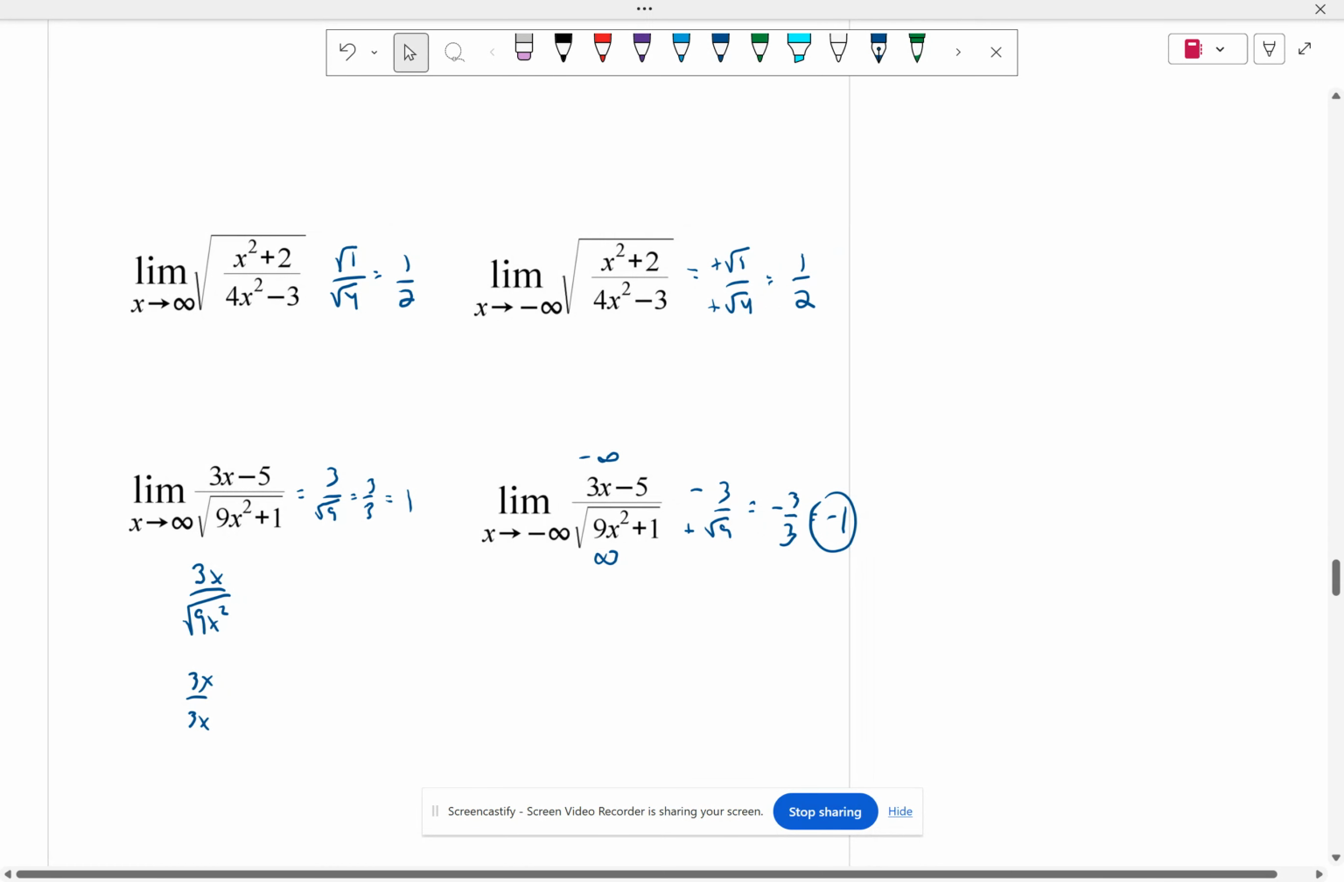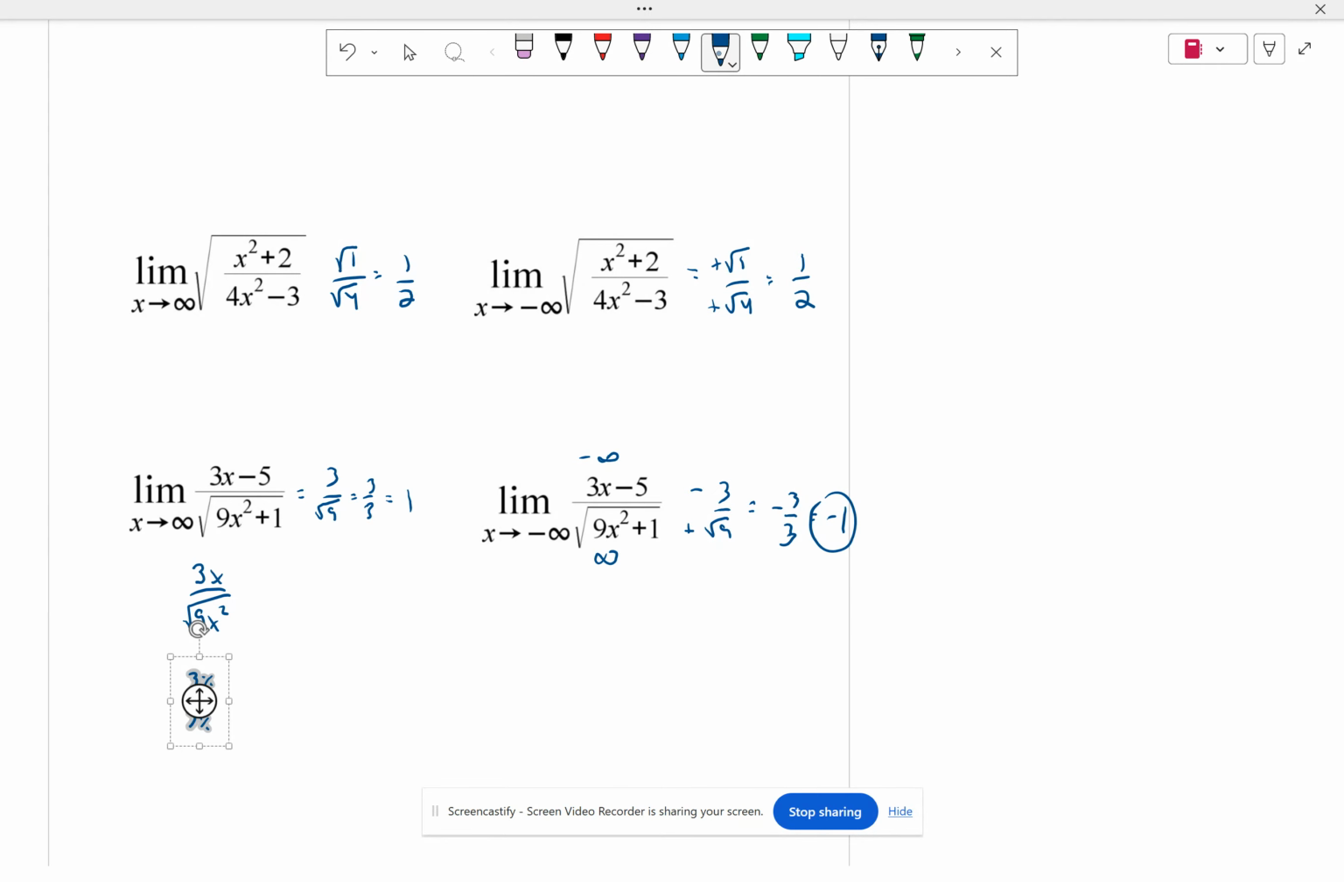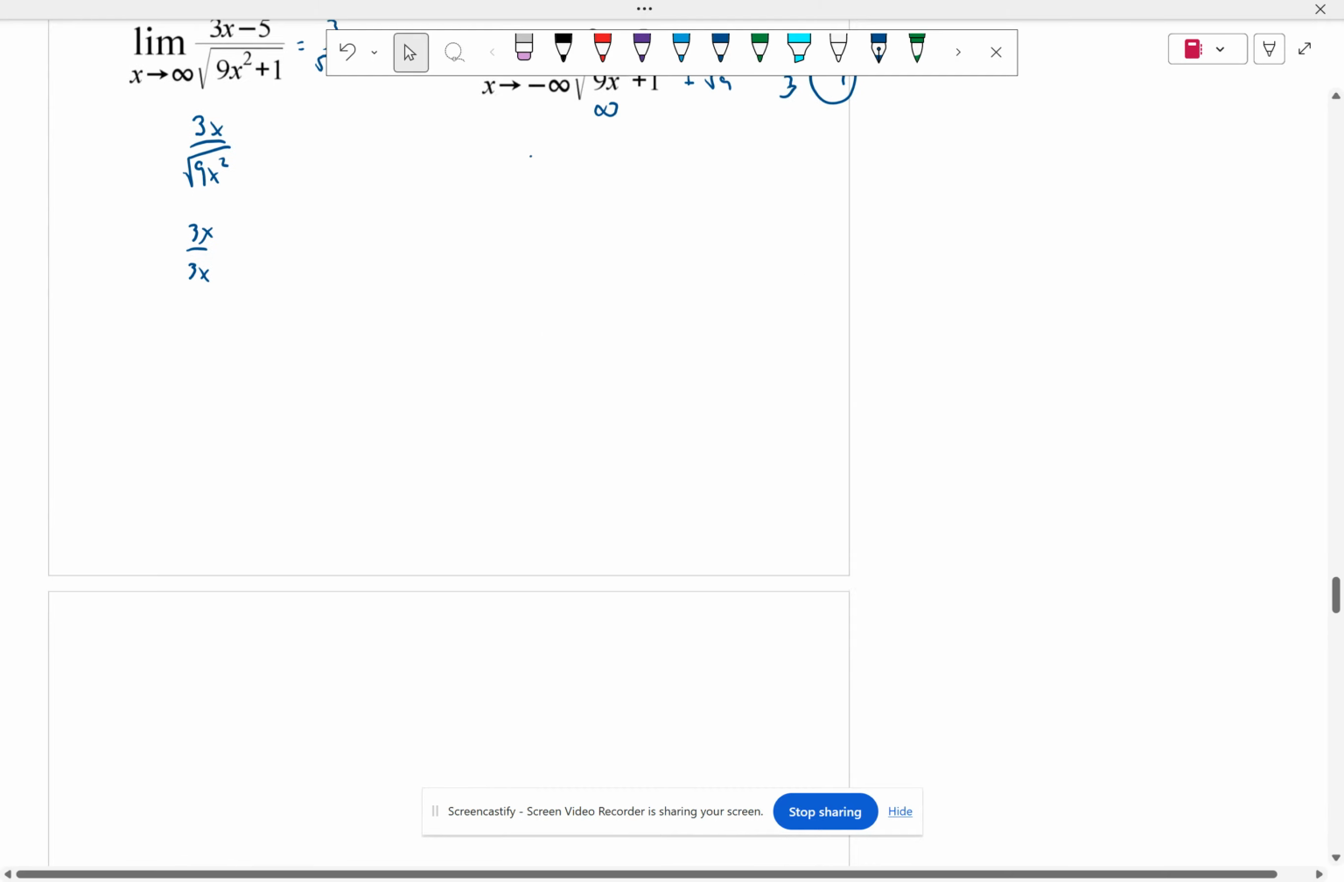So that's what I mean by we've got to be careful. It's the ratio of the leading coefficients, but is that ratio going to be positive or negative? Just think what happens if I plug in really big negative numbers. Is this thing going to give me a positive output or a negative output?